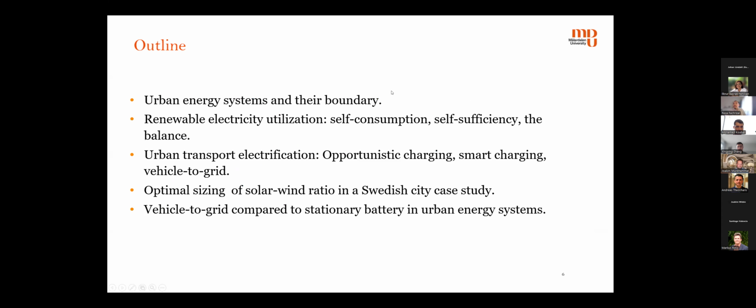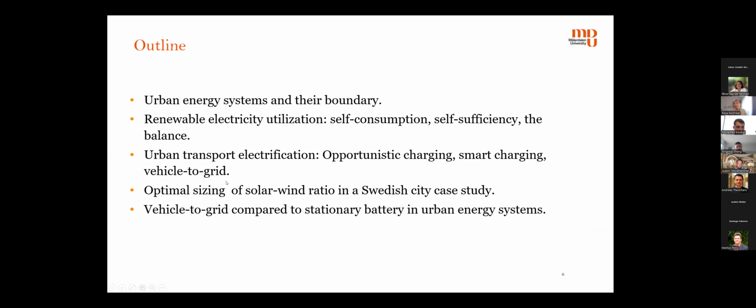So I have 15 minutes, and I think I will spend 10 minutes on describing some technical aspects so that you can understand the context very well. So we will talk about urban energy systems and their boundary and renewable electricity utilization, which actually Santiago has mentioned a bit. And we will discuss urban transport electrification. There are several models or several methods. We have opportunistic charging, smart charging, vehicle to grid.